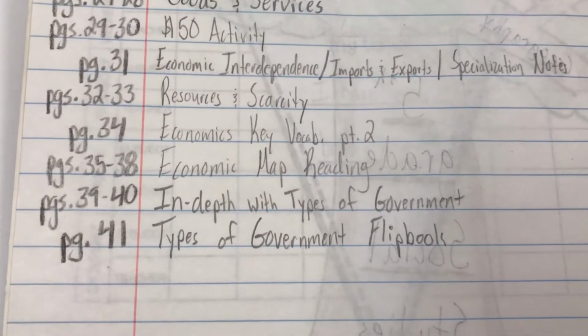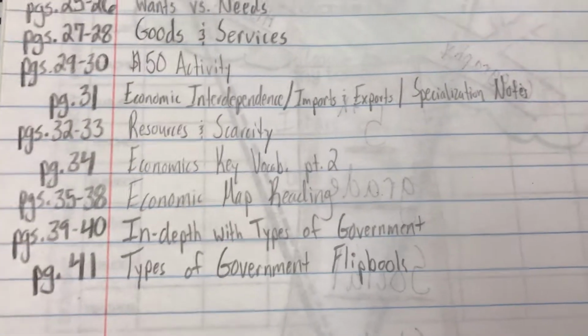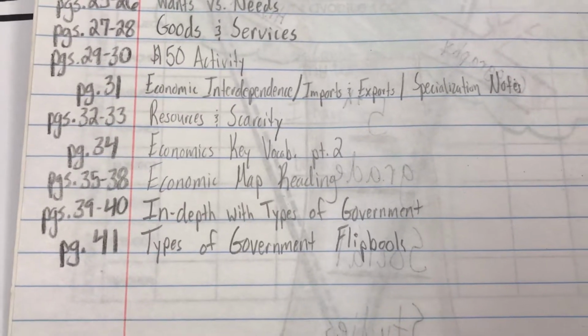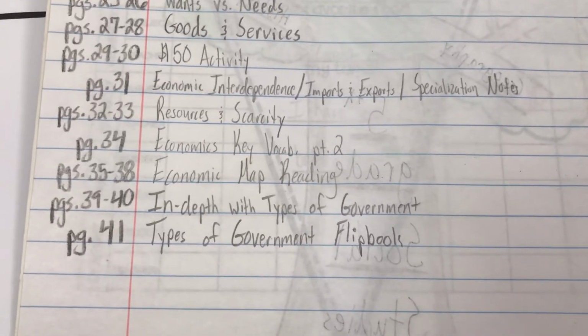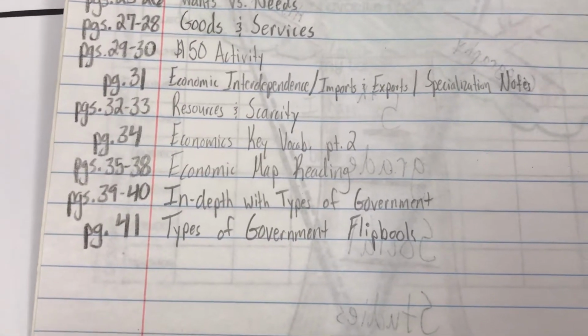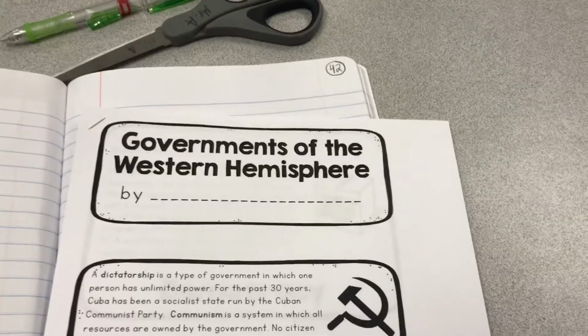Inside our table of contents, we last left off with the types of government, and now we're on to page 41, which is going to be types of government flipbook. So make sure you take some time to update your table of contents. What I would do next is this packet.